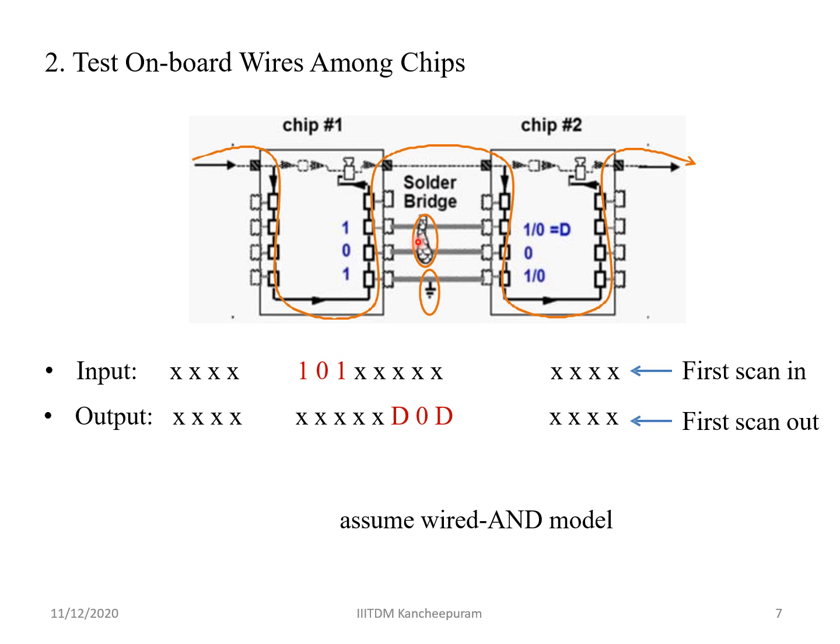So there's a solder bridge. There's a short between these two lines, and this is where the line is grounded. We are sending a pattern, the input, XXXX, 101, XXXX, and 4 X's. This bit is scanned in first. You're going to scan in from here, so this X goes in first. You start shifting in from the left. You shift from here and it goes like this.